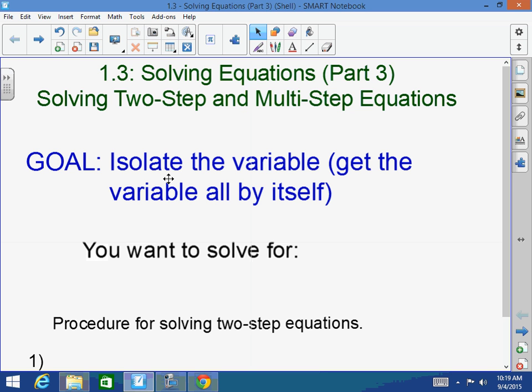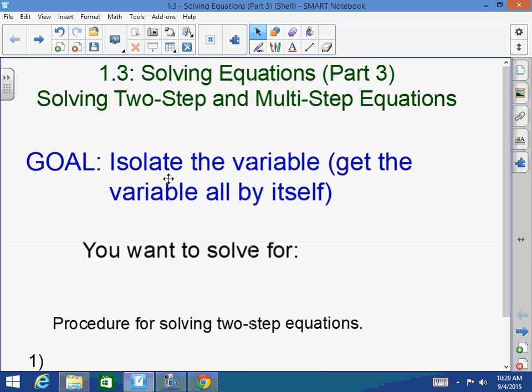The goal, again, is always the same, gentlemen. The goal of solving any equation, I don't care what kind of equation it is, if it's linear, quadratic, square root, single step, multi-step, you're always going to isolate the variable in question. It may be an x, it may be a y, it may be a z. But you're always going to solve for the variable in question.